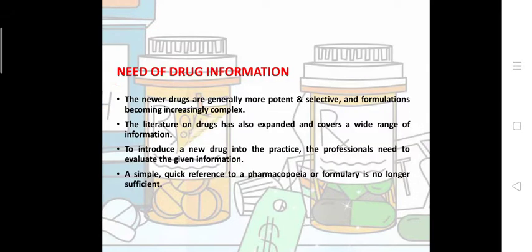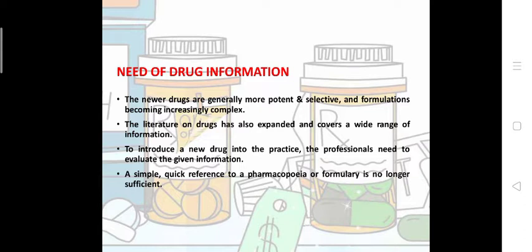Okay, so why do we need drug information? The new drugs are generally more potent and selective, and formulation becomes increasingly complex, right? So you have various new drugs which are more potent and selective. The formulations based on these drugs can be easier and allow you to achieve the therapeutic goal. But since you have a lot of formulations, it creates complexity, and it is difficult for a practitioner or pharmacist to choose which formulation can be given to the patient, right? So you need drug information for that, to ease your complexity.